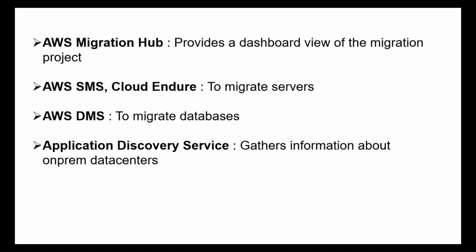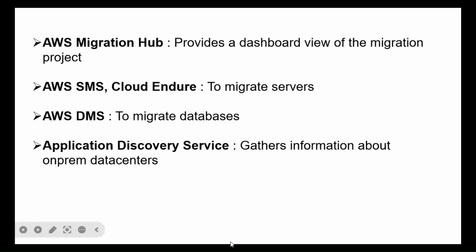So, some tools to know here. AWS Migration Hub is a tool which provides a dashboard view of the migration project. If you are initiating a migration from the on-prem data center to the cloud and want to view the status of the migration, this Migration Hub tool is going to give you a dashboard indicating the migration status. Then there are other tools available to migrate the servers. For example, we have the AWS Server Migration Service. Then we have CloudEndure. We can leverage these tools also for the cloud migration.